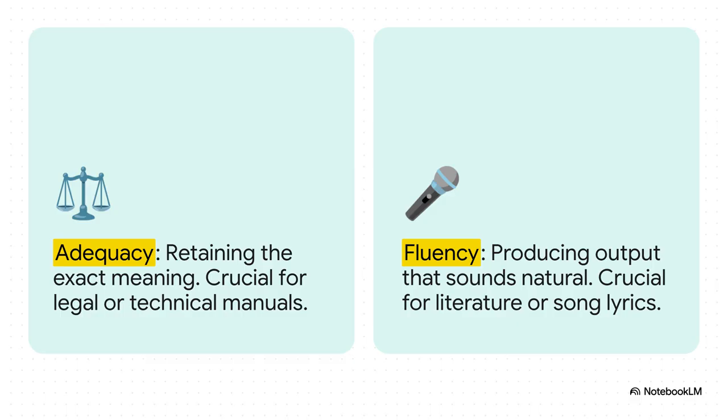First, you've got what's called adequacy. This is all about keeping the exact meaning. Super important for things like legal contracts or instruction manuals, right? You can't mess that up. But on the other side, you've got fluency. This is about making it sound smooth and natural, like a native speaker wrote it. Think poetry, song lyrics, or marketing slogans. Now here's the catch. A translation that's perfectly adequate can sound really robotic and clunky. And a translation that's perfectly fluent, well, it might actually stray a little too far from the original meaning.